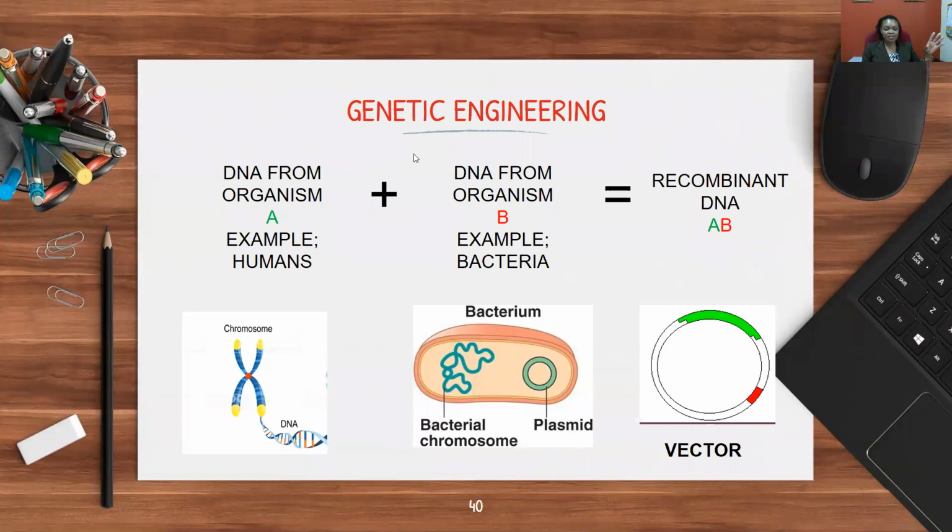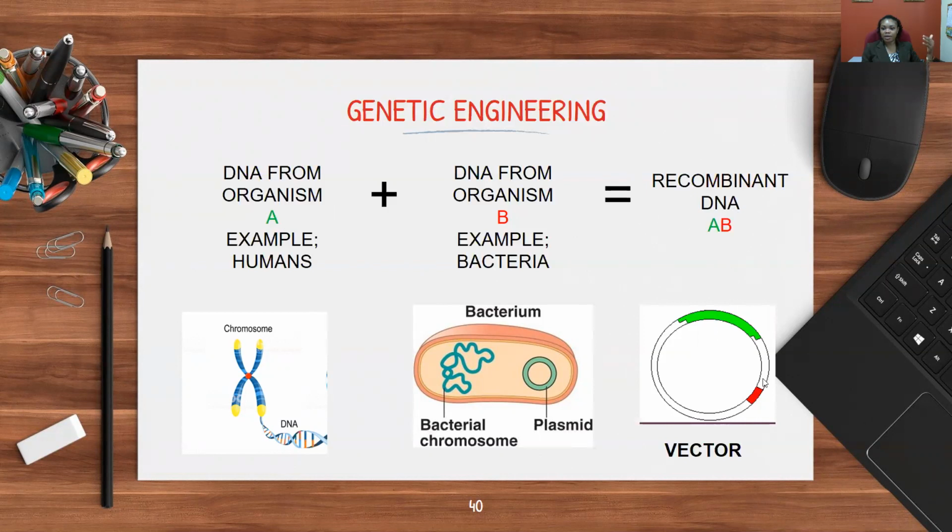So the process of genetic engineering, this is how I summarize it to make it very simple and easy to understand. So you have the DNA from organism A, for example, humans, plus the DNA from organism B, for example, bacteria DNA. Here, the circular DNA in the bacteria is called the plasmid. So you combine the two, and the process is called recombinant DNA technology, or genetic engineering.